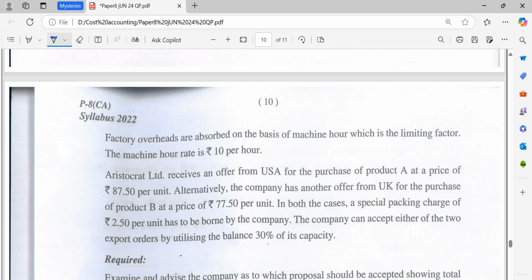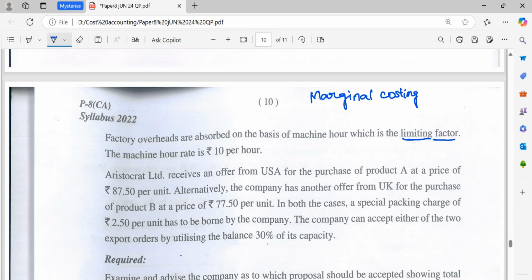So after this, we have factory overheads absorbed on the basis of machine hour, which is the limiting factor. The word which needs to be noted most is limiting factor. This is the key word. Based on this only, the entire question is determined: how we need to calculate, how we need to produce. So this is a problem related to marginal costing, in which the decisions need to be taken based on the limiting factor.